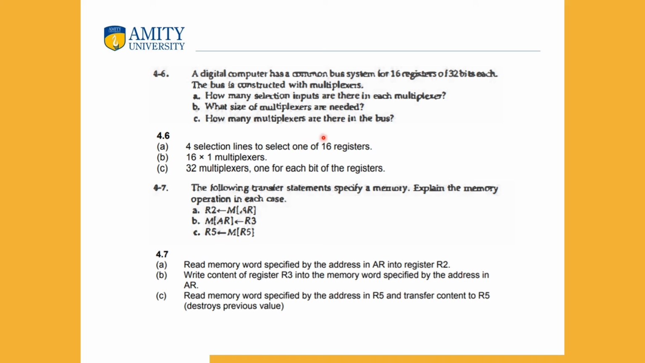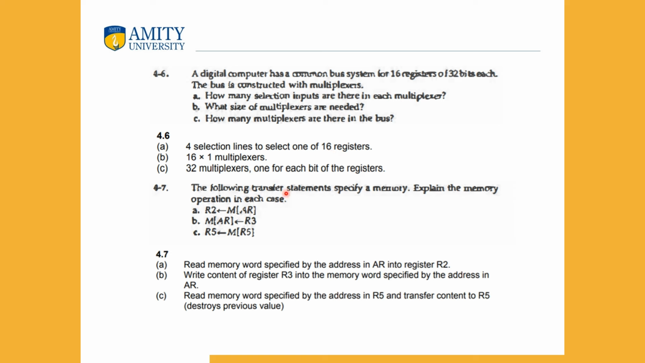This is calculated from 2 power n, 16 equals 2 power n, and that will give you 4 selection lines because you need to choose from any of the 16 registers. Remember this, the selection lines is not related to the multiplexer, it is related to the registers. You need to find out how many combinations of registers can be made for the selection lines.